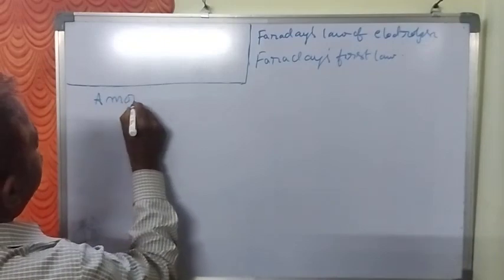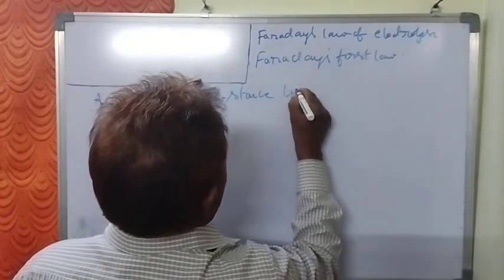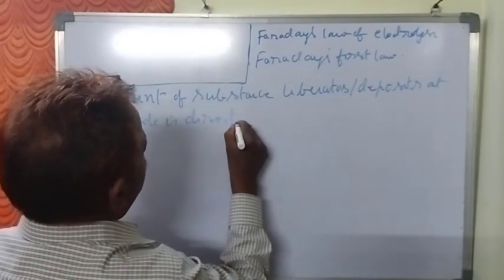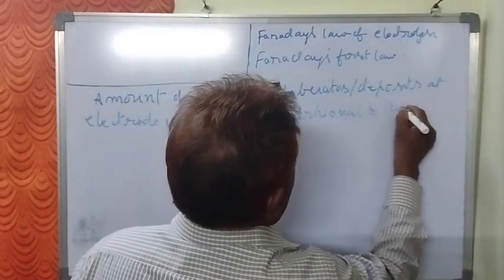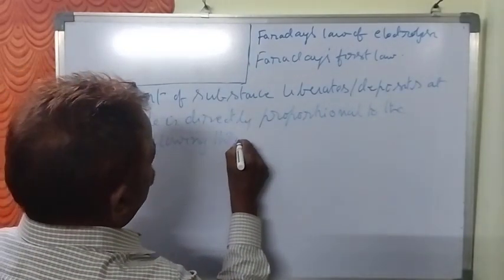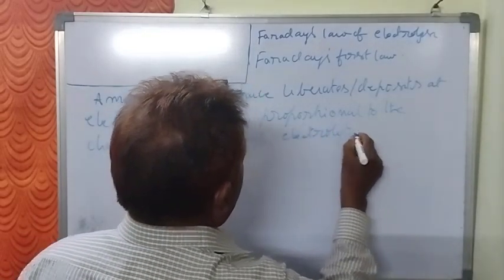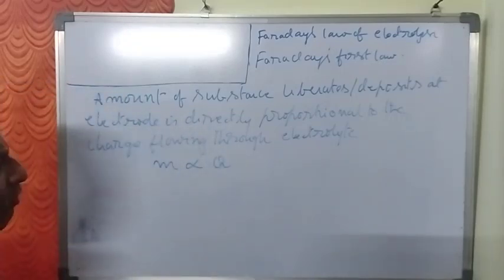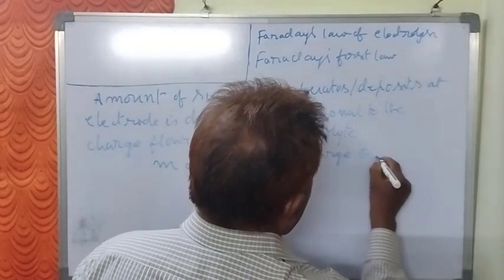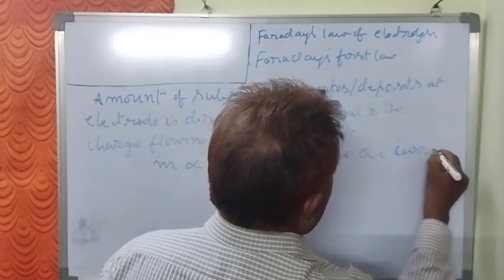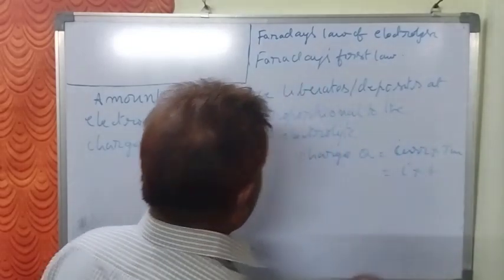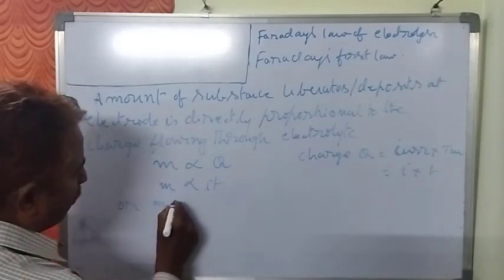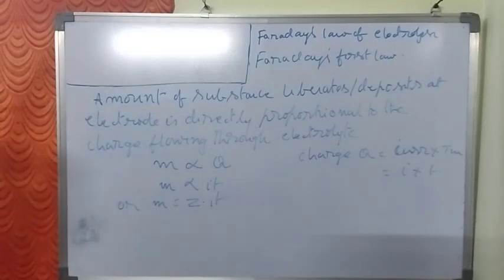So, M is the mass of the metal. M is directly proportional to Q, where Q means charge. We know that charge Q equals current into time. Current is I, time is T. So instead of Q, you can keep IT. M is directly proportional to IT, or M equals Z into IT. What is Z?